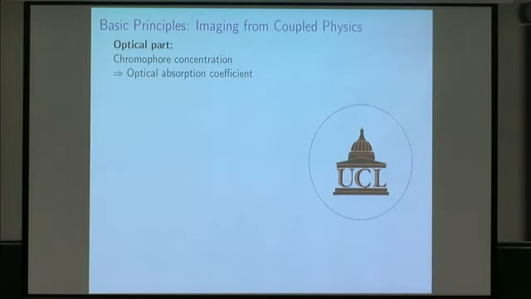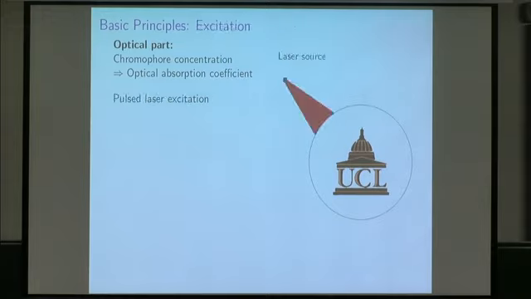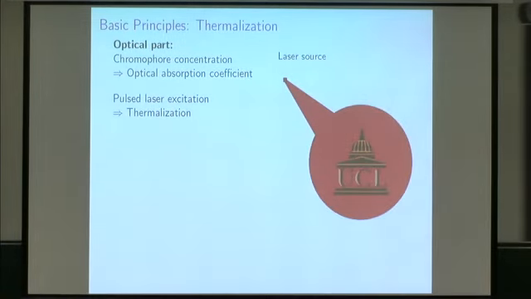Good, so let's go to photoacoustics again. So as we heard, it's a method from coupled physics, or also known as a hybrid inverse problem, and we start with the optical part. So here we have a chromophore concentration that defines our optical absorption coefficient. So here, a randomly chosen coefficient to illustrate our problem, and so now we illuminate this target with a laser pulse, so like this.